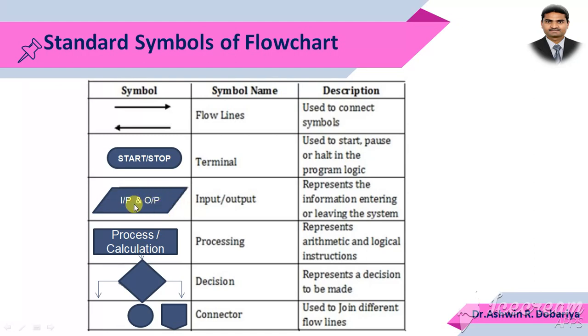And output means whenever you want to display a certain message or any value as output, you can also use this input output symbol. Then the next is the rectangle symbol. The rectangle symbol is known as a processing symbol.